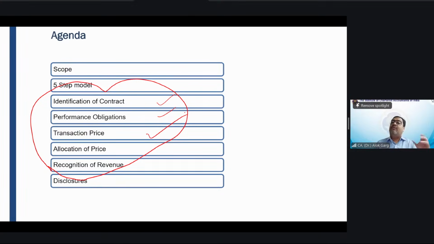Then we discussed allocation of transaction price to various performance obligations. And what we discussed, my dear friends, is that the transaction price has to be allocated on the basis of the standalone selling price of the performance obligation. This is the fourth part, allocation of transaction price. It means first you need to identify the standalone selling price, then you need to allocate the transaction price in the proportion of the standalone selling price.